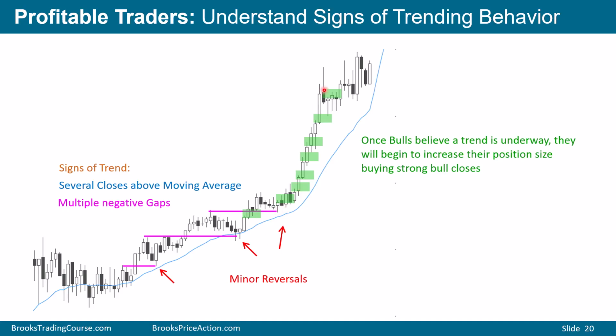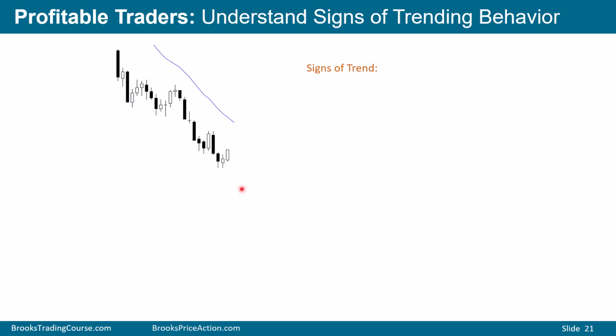Once bulls believe the trend is underway, they start buying and building their position, betting that the odds are we're going to go higher. This is what trend traders want. They want to buy aggressively all the way up because they know the odds are, there's a brief window where the odds are really high that you're going to get a second leg. So signs of strength in a trend for the bears.